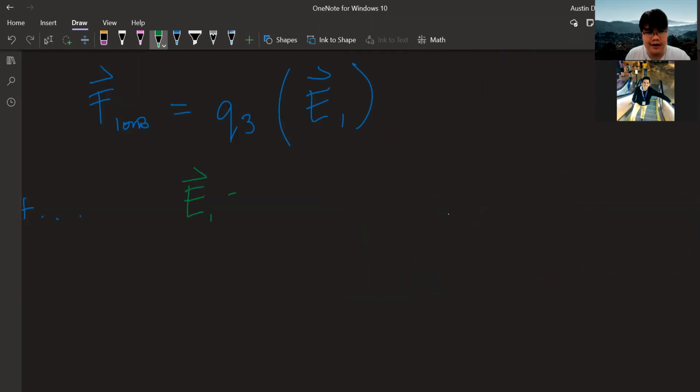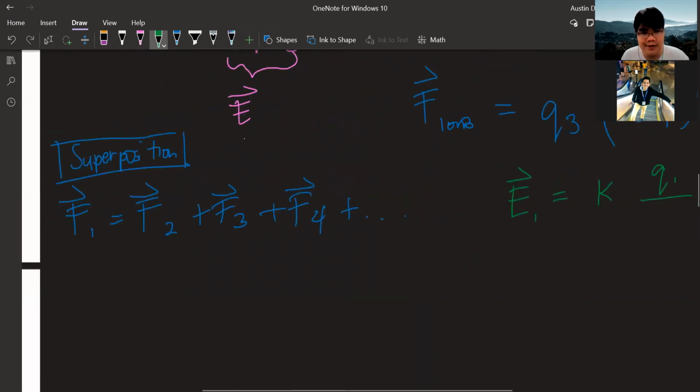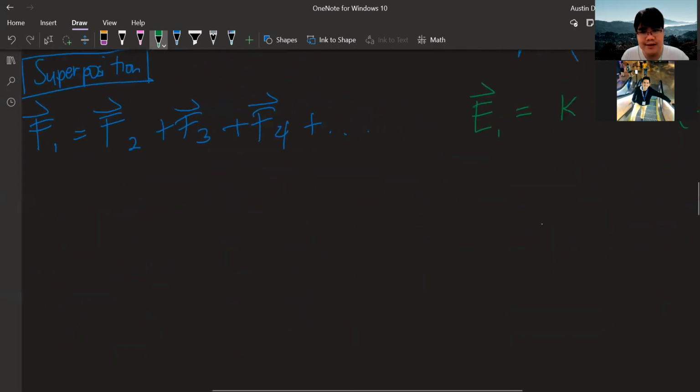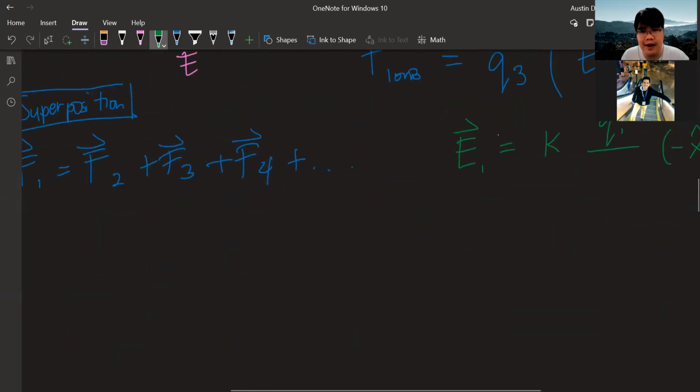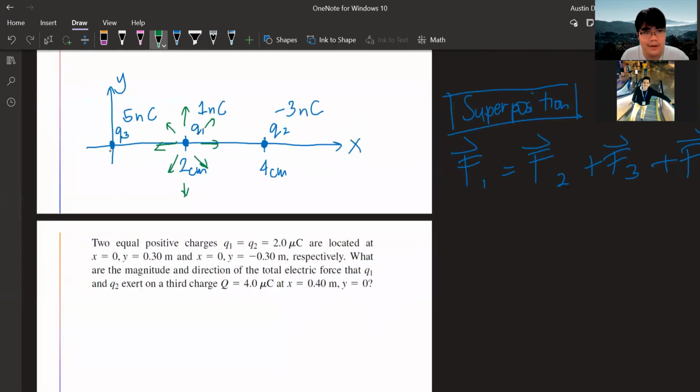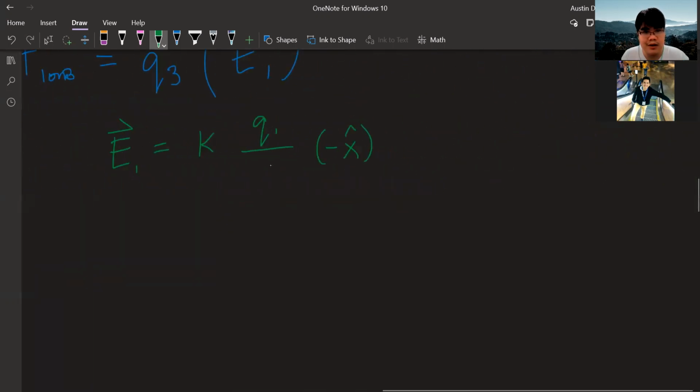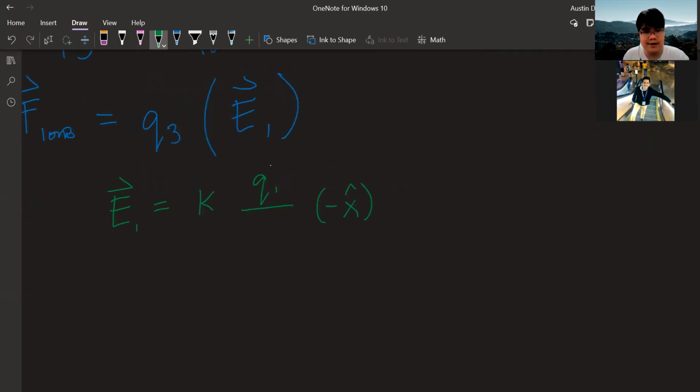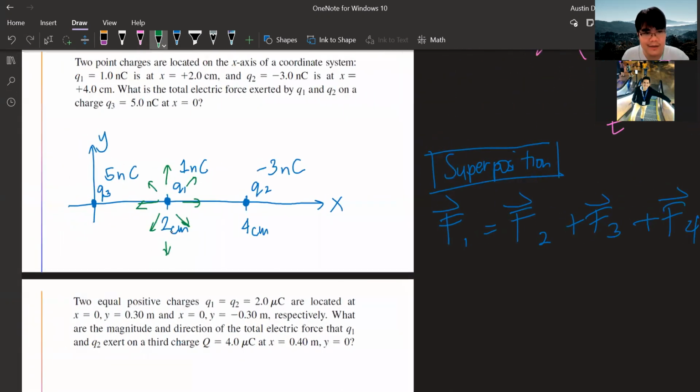E1 vector is just k, yung 1 over 4 pi epsilon naught. Tapos, the charge na nagpo-produce nun would be Q1. Tapos, negative x hat. Tapos, paano yung baba? R squared yung baba, di ba? R squared, so the distance between Q1 and Q3. Okay, balik tayo. Tingnan natin. 2 cm, di ba?